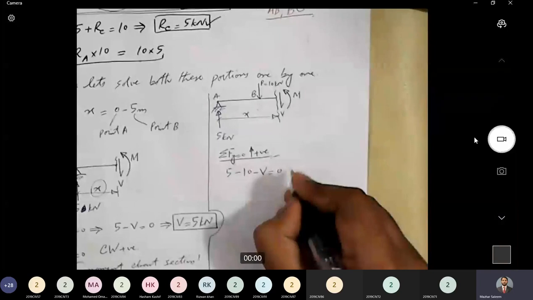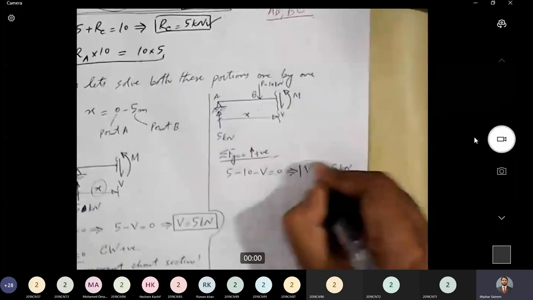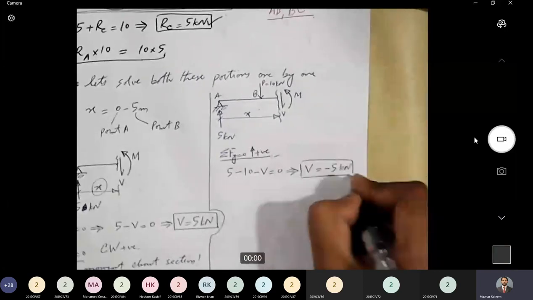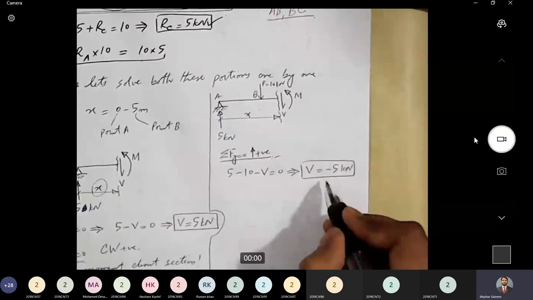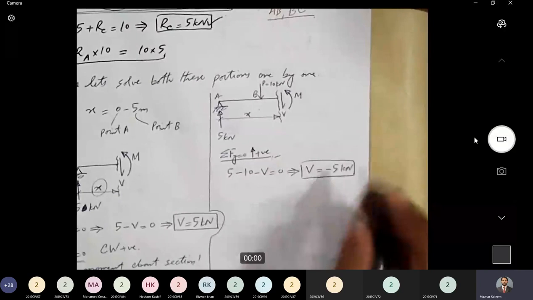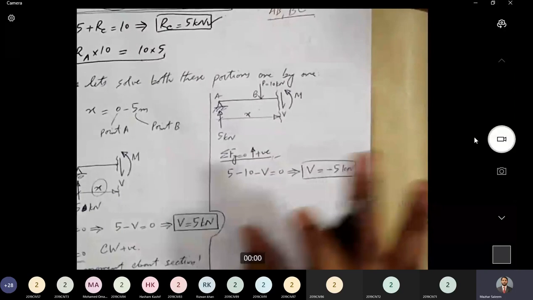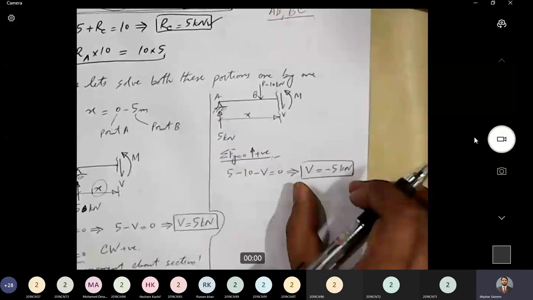Minus 5 kilonewton. So this time we got a value of shear force that's negative, minus 5 kilonewton. But do not worry about that. I'll let you know how to deal with this negative. What does this negative mean? Just leave it as it is. When we draw the shear force diagram, we will take care of this negative sign.